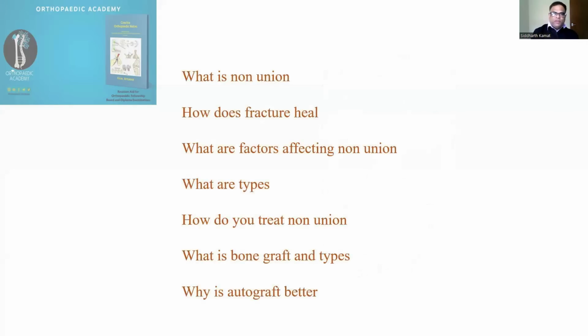What is non-union? A simple definition of non-union is that it is arrest of process of fracture healing. There is a famous FDA definition which says that fracture has gone into non-union if 9 months have passed and there is no sign of healing for last 3 consecutive months.